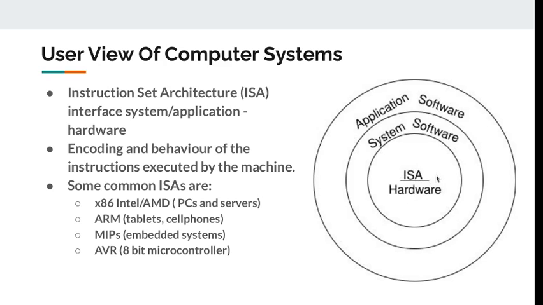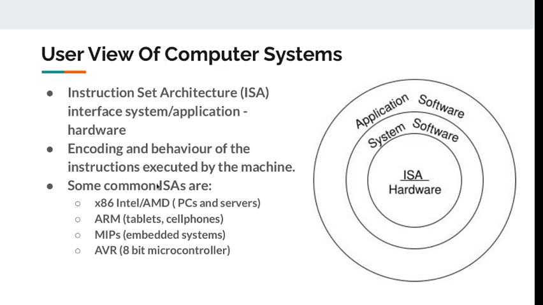And basically it encodes the behavior of the instructions executed by the machine. After that, you have the system software that's going to communicate with the hardware, and on top of that you can have your application software. That's usually what you're going to see when you program, when you use your command line. You're going to be in this layer here.